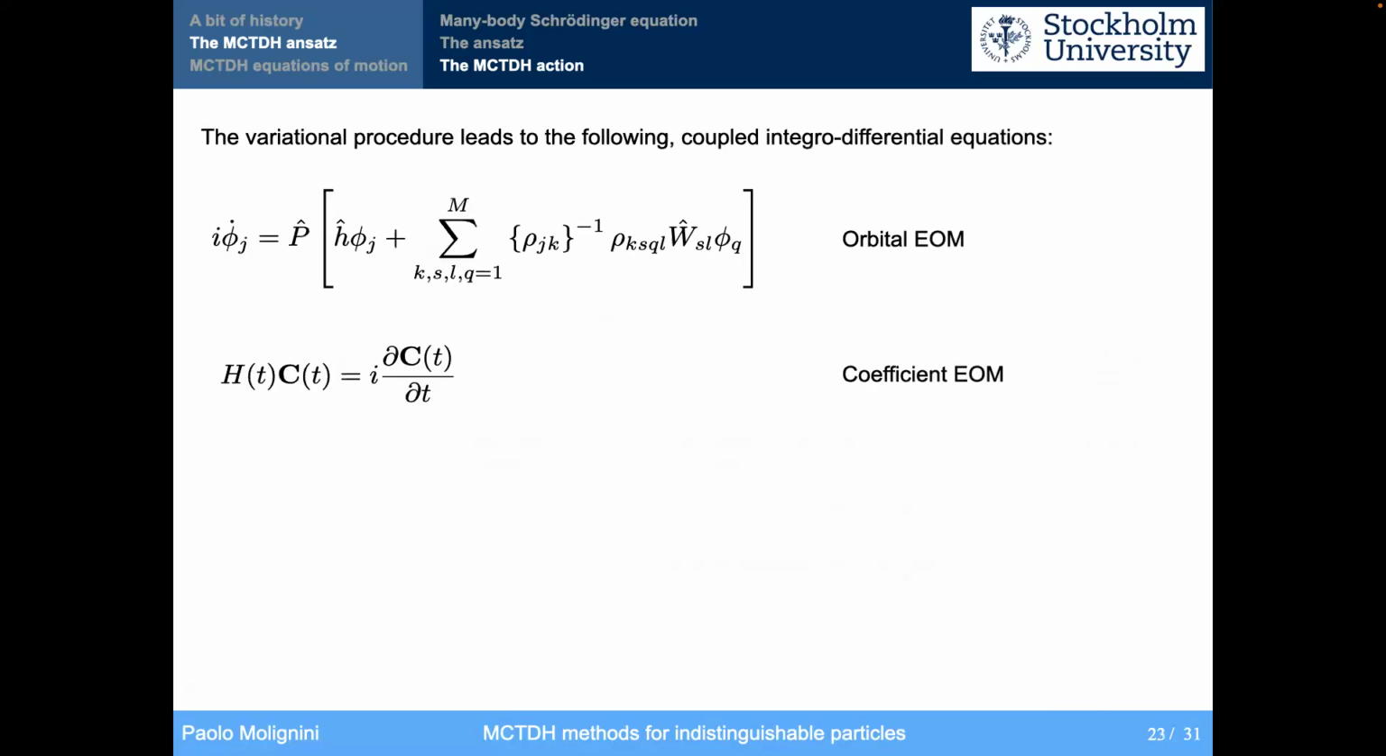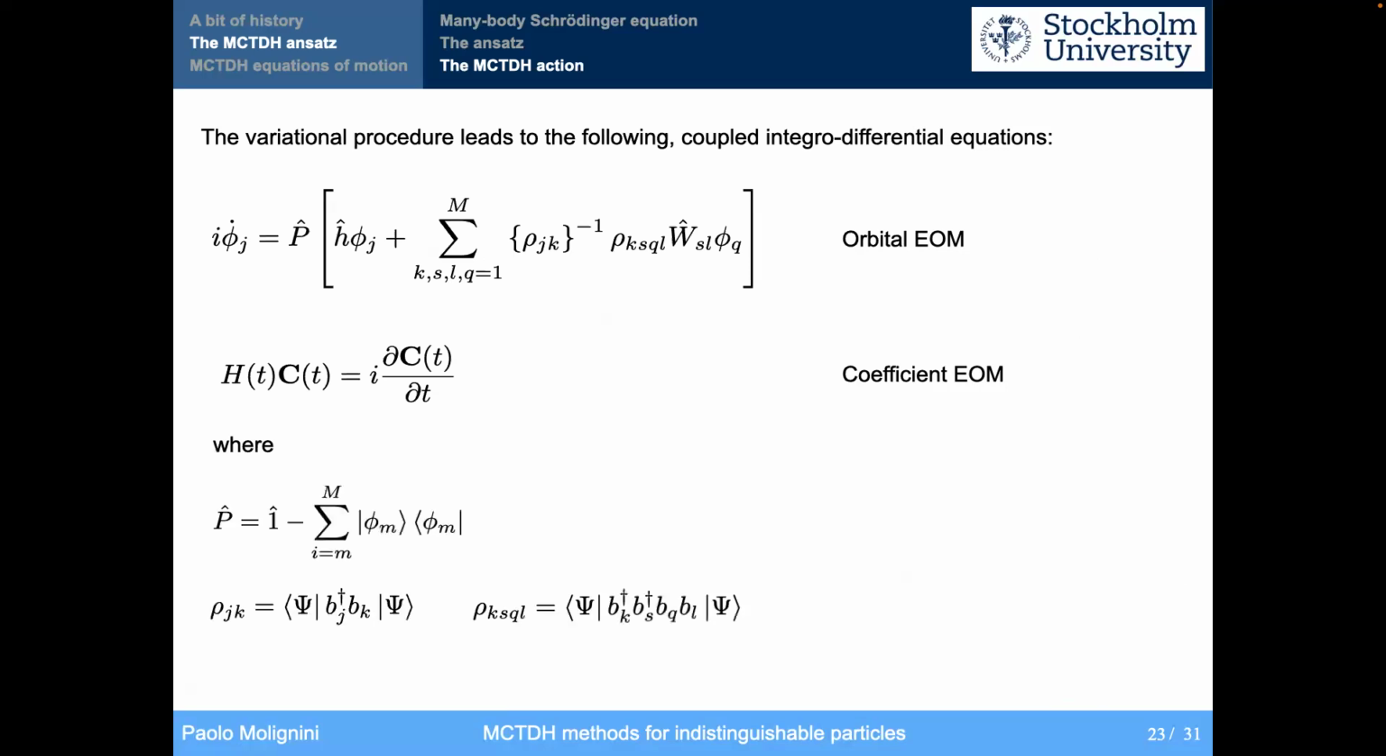So these are the monsters that we solve, the equations of motion. You do the variational procedure, and then you can show that you get these two different equations. One looks kind of harmless, the other one is a bit more complicated. You also have to consider that those are integro-differential equations, because you have a derivative here, but those terms, rho jk and rho k SQL, are overlaps. So essentially those are integrals that you need to calculate.